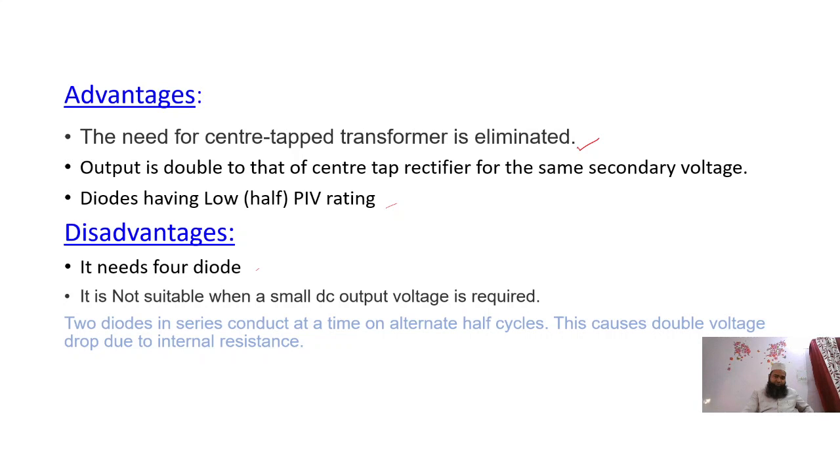voltage, because during one half cycle two diodes will be conducting in series, and if we take practical diodes, there will be forward resistance, and the voltage will drop across two diode resistances simultaneously, and that's why it is not suitable for a low voltage rectifier.